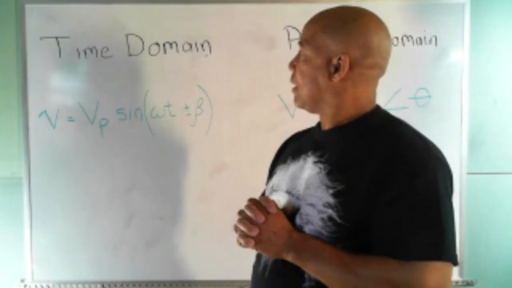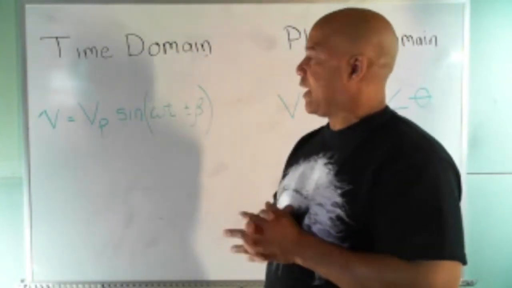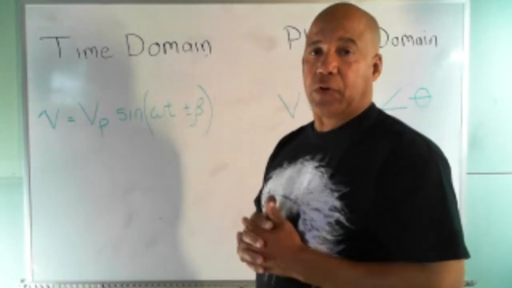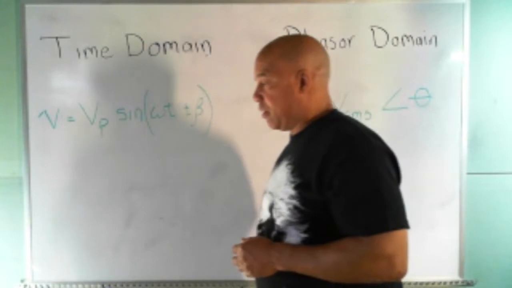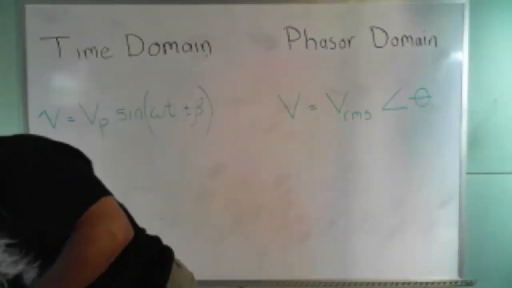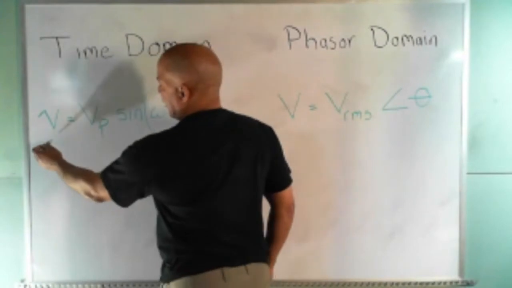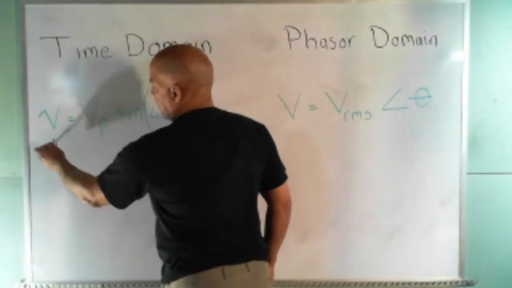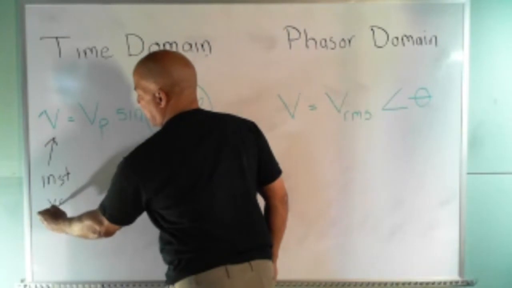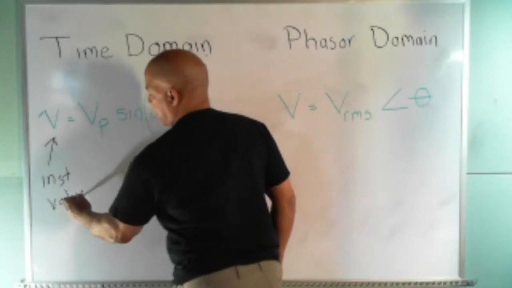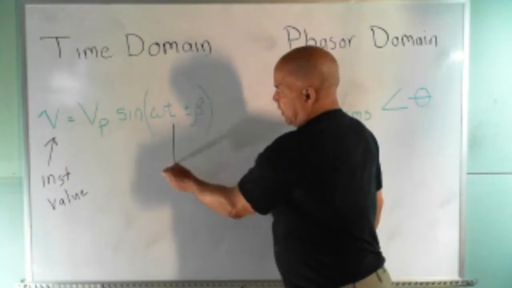So when we started the class, we developed this form of representing an AC waveform, voltage or current, using what we call time domain. I'm sure you know by now, but we'll review it just in case, that we have here the instantaneous value, and basically this t is the independent variable.